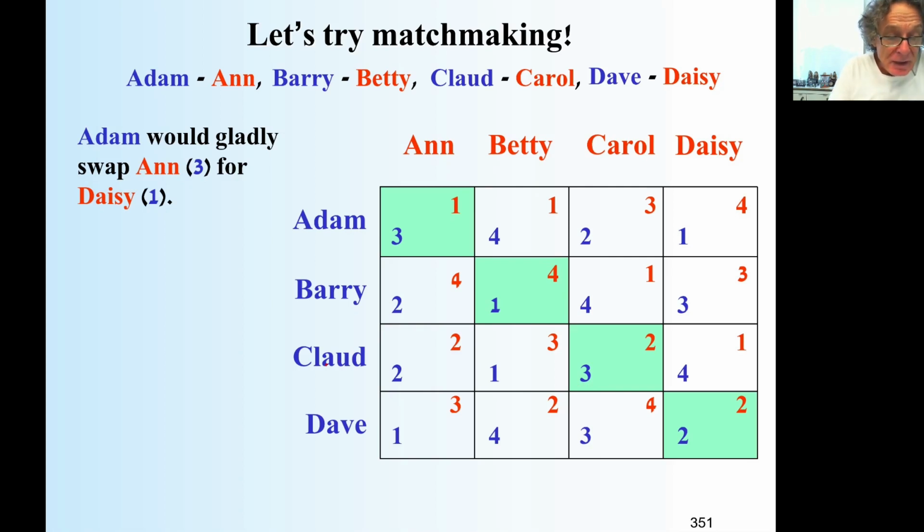Adam would gladly swap Anne for Daisy. Okay? Let's start with this. Adam, if he gets Daisy, wow, she is number 1, but she doesn't want him because she gets what? Number 2. Why should she replace number 2 by number 4? So it's not enough.